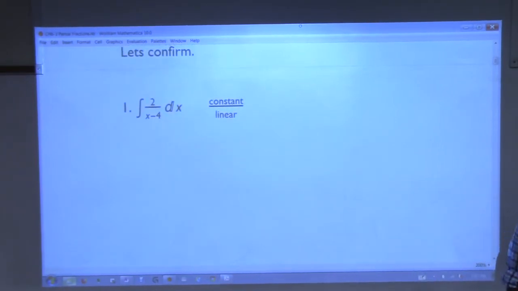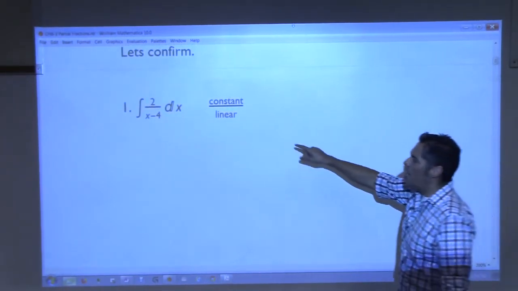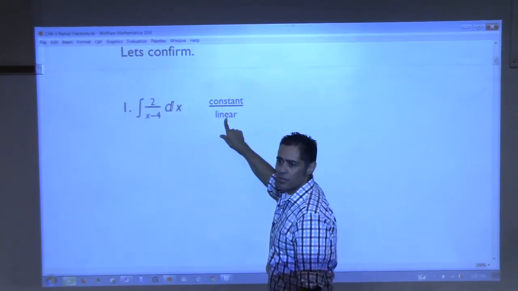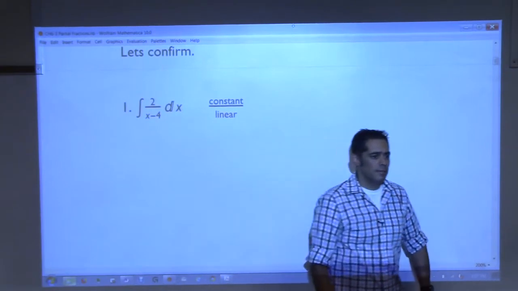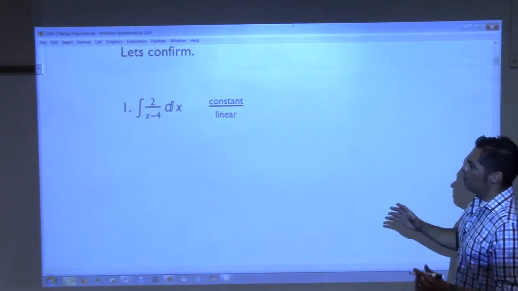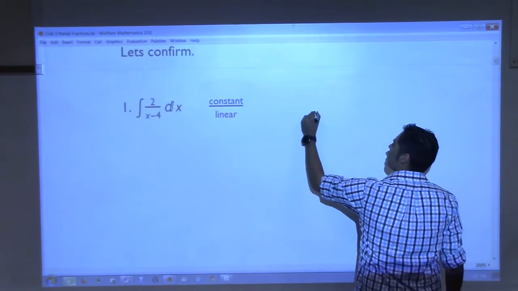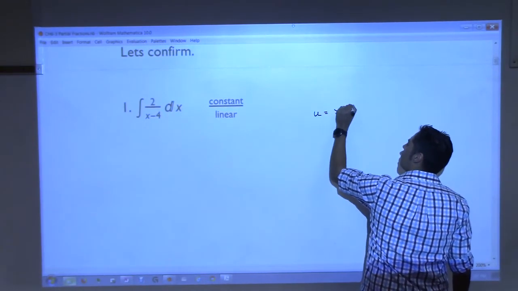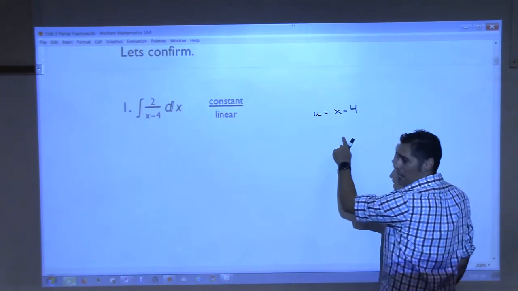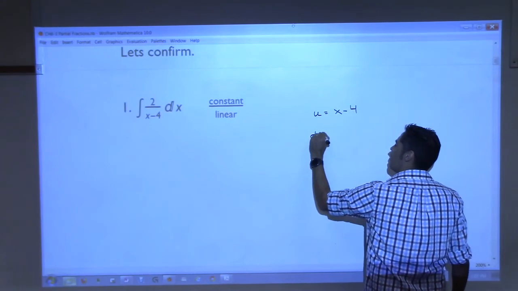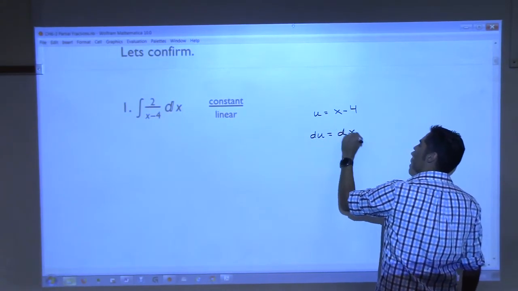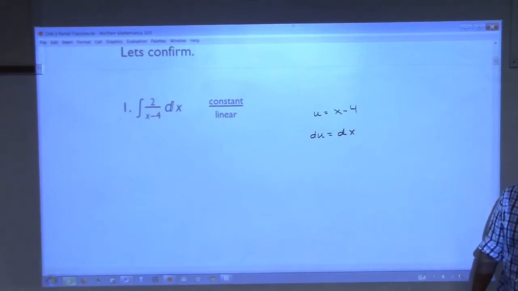Anytime we see an integral where we have a constant, 2, over a linear function of x. So that's a linear function of x. Then we could always do this. We could always let u be x minus 4. So we could let u be the denominator. I'm doing a basic substitution. Du here would be what? dx, 1 dx. And then you could rewrite the problem.